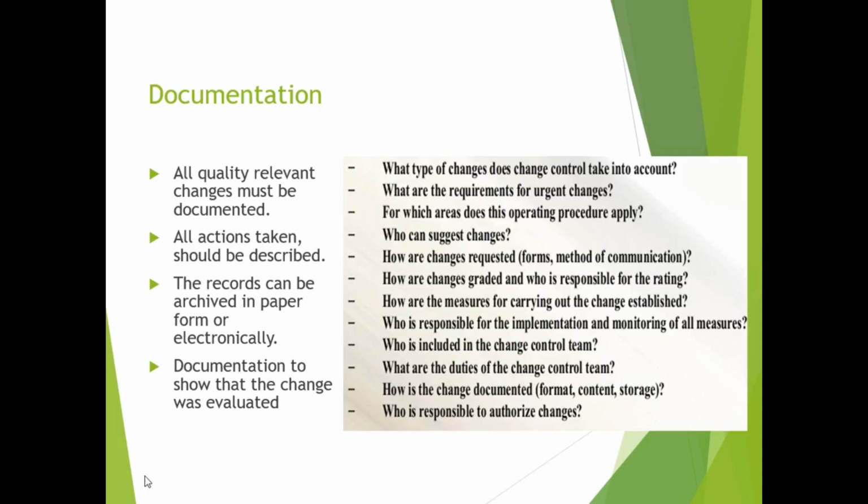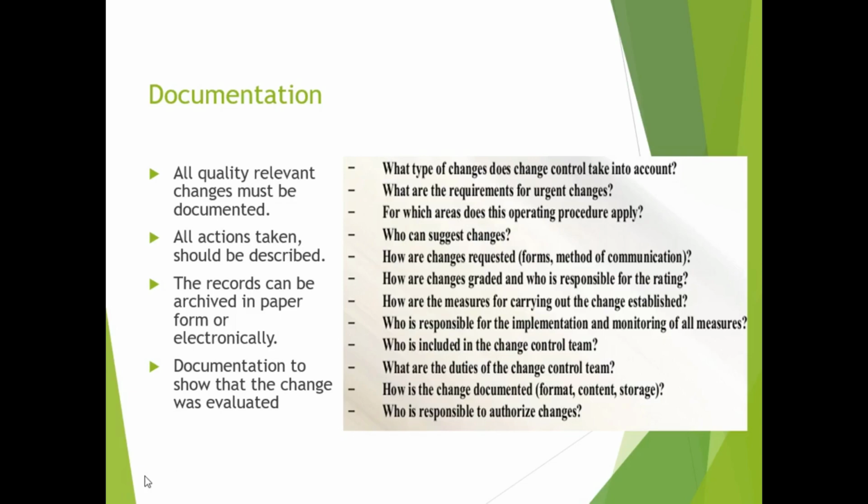And the box on the right are just some of the questions that should be answered if you're reading through a standard operating procedure for change control. Within that document, you should be able to answer these questions. So what types of changes does change control take into account? What are the requirements for the change, and for which area does the operating procedure apply? Who is suggesting the change? How are changes requested? So your procedure should literally tell you that step by step.